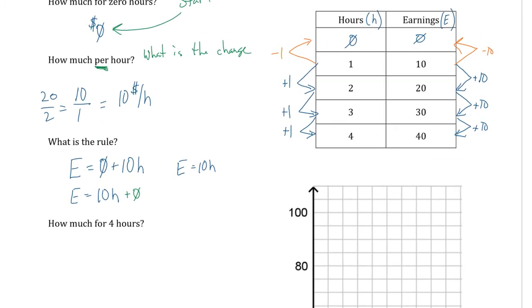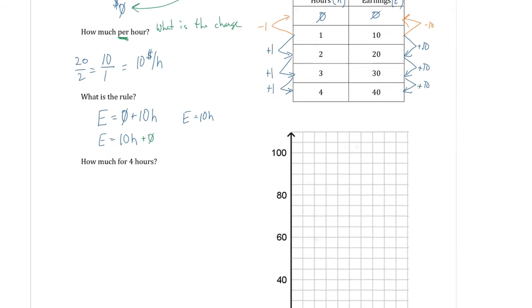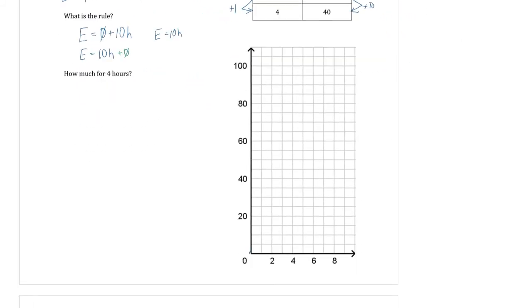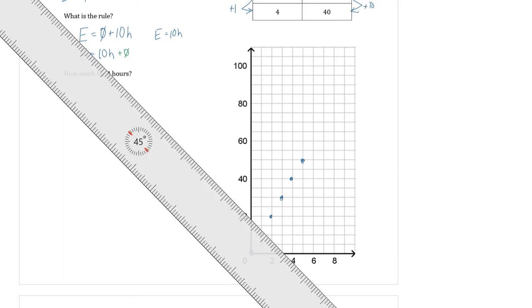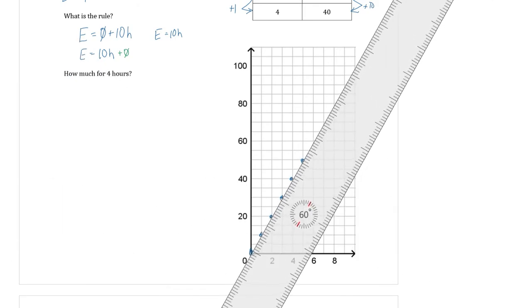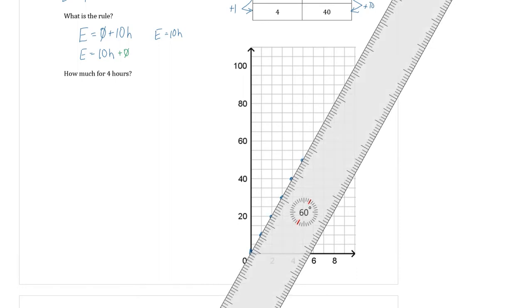How much for 4 hours? Well, we're going to look at a couple of different ways. We already can see that from the table. We've got a graph here, so I'm also going to graph it. Okay, so I start at 0. And in the first hour, I earned $10. Second hour, 10 more dollars. Third hour, 10 more dollars. Fourth hour, 10 more dollars. Fifth hour, 10 more dollars.